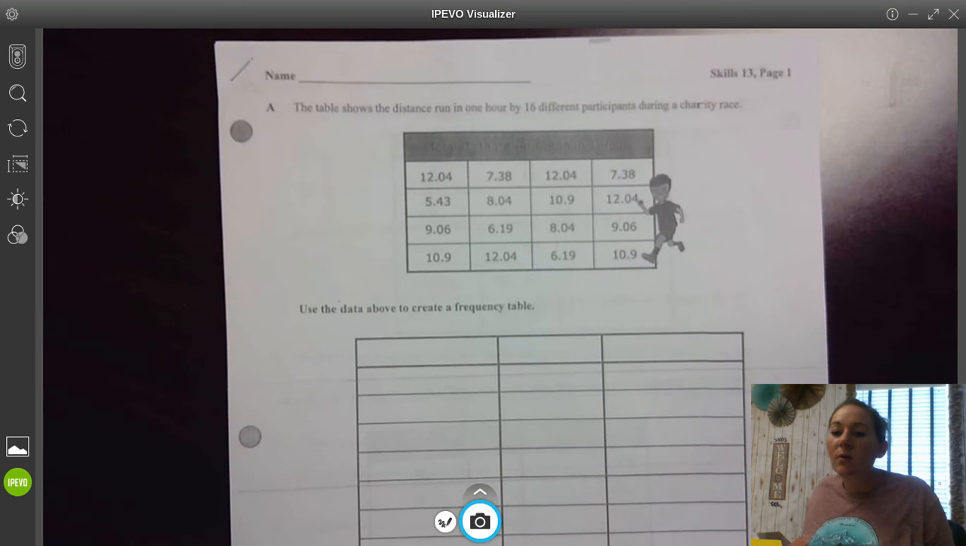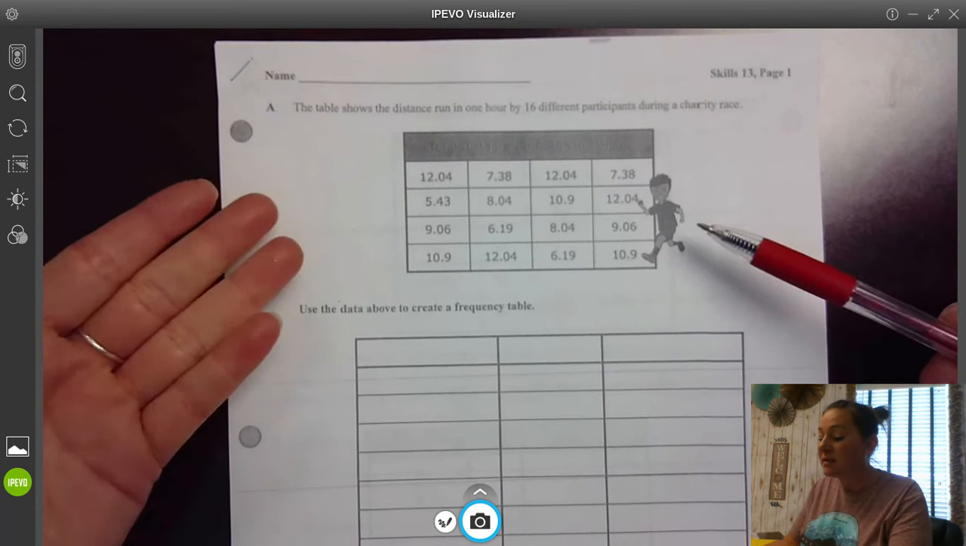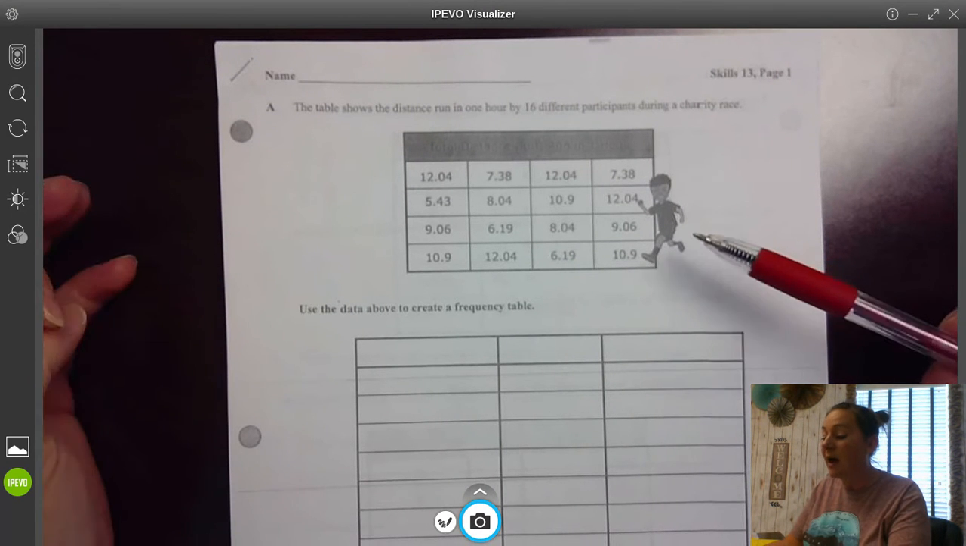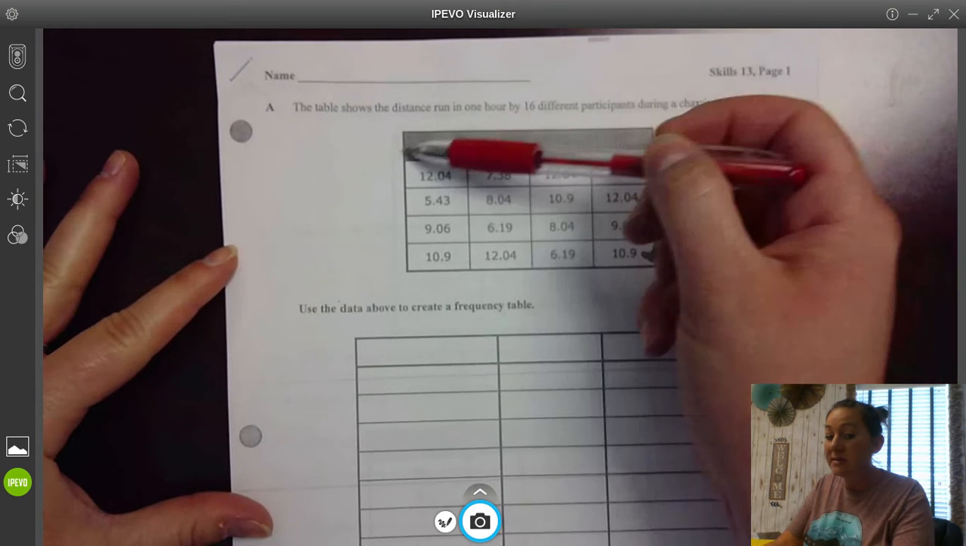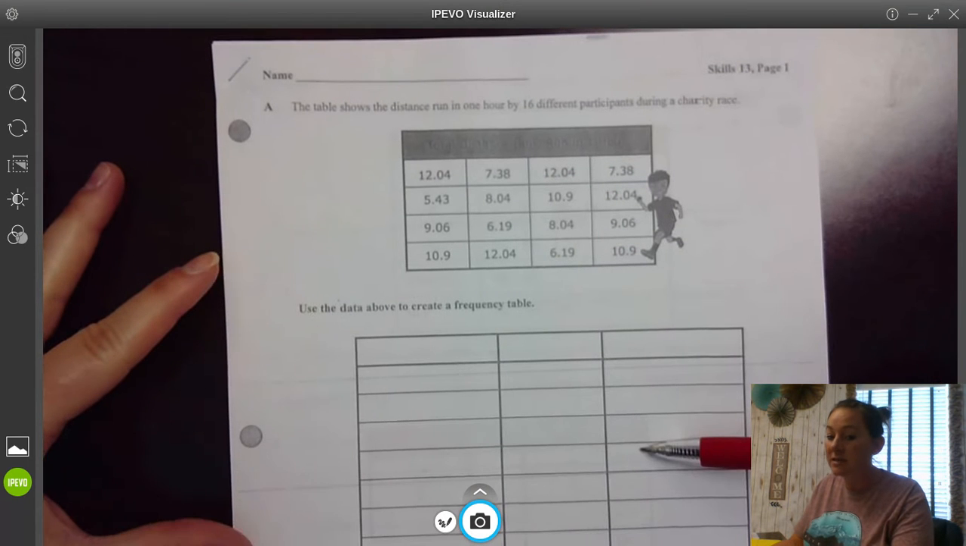This week, we're going to revisit frequency charts. Remember, frequency charts are just another way to organize your data. Okay, so the table below shows us some distance run in 1 hour by 16 different participants during a charity race. So we're going to use this data to create a frequency chart.